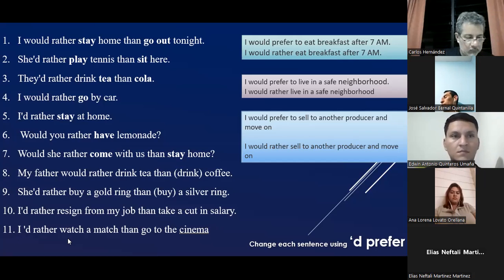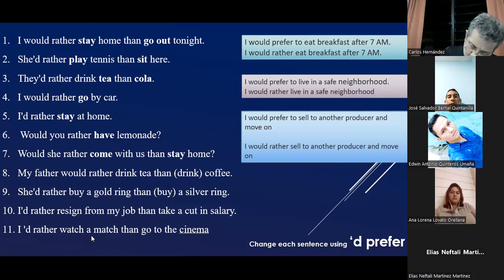Number 11, I'd rather watch a match than go to the cinema. I'd rather watch a match. Watch a match, you know, a match is a partido, un partido, un encuentro of any kind of sport. So watch a program on the TV, right? Then go to the cinema.